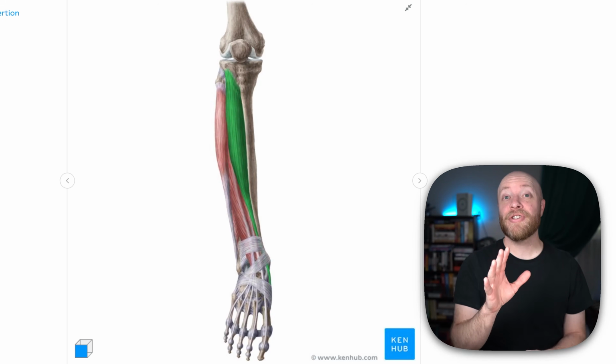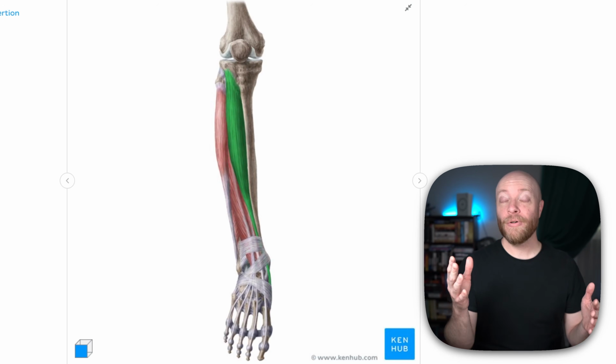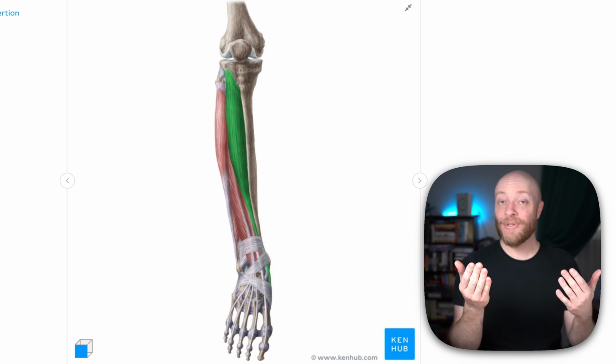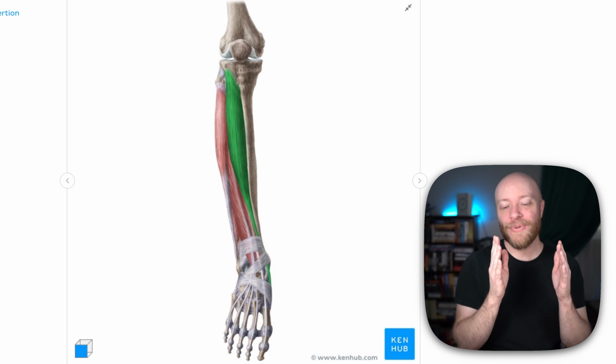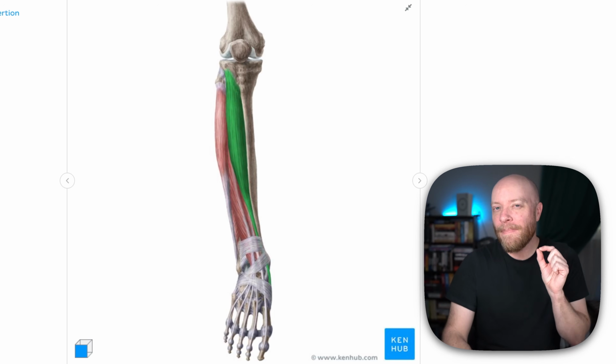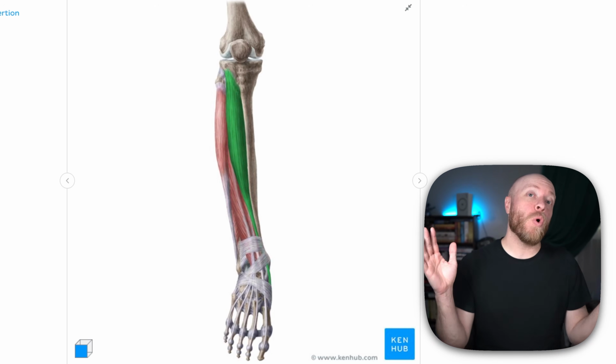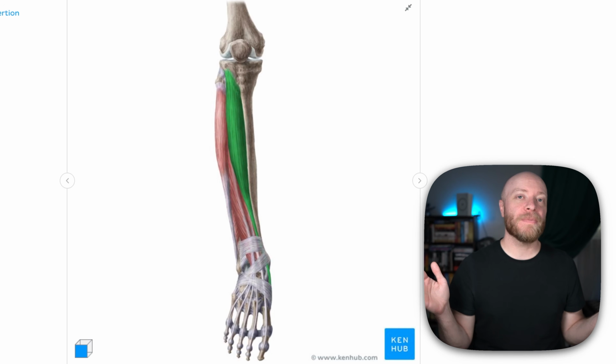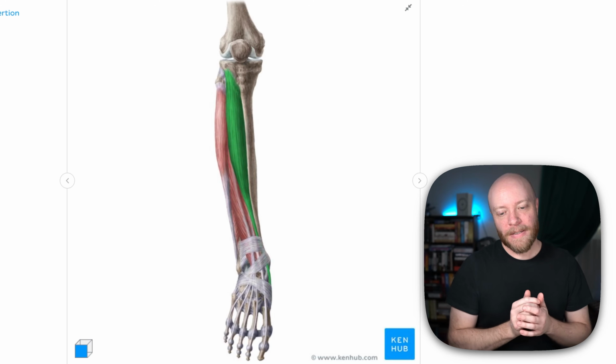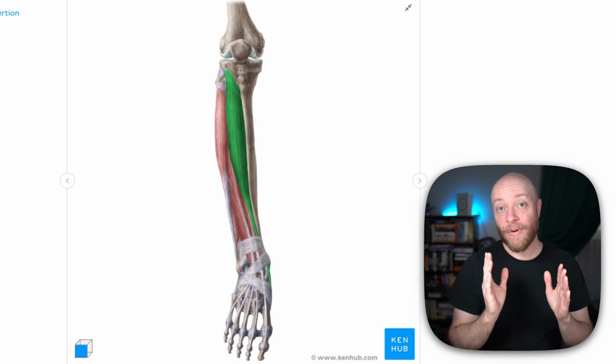If you've never had shin splints, first of all, congratulations, I'm jealous of you, so enjoy that. But second of all, you just don't know how big of a pain this muscle can be. Now, it's not the only muscle that contributes to shin splints, but let's be honest here, it hurts, and this is where you are going to feel it.